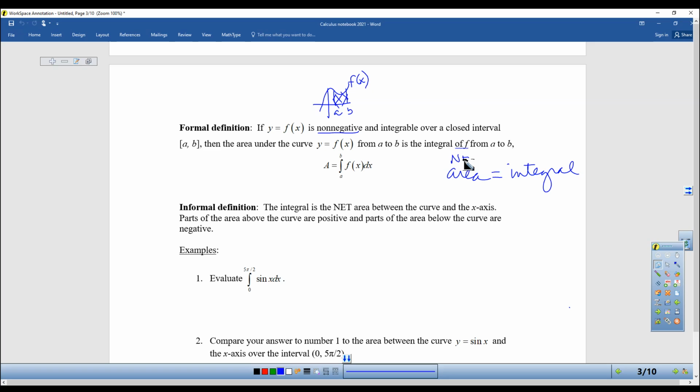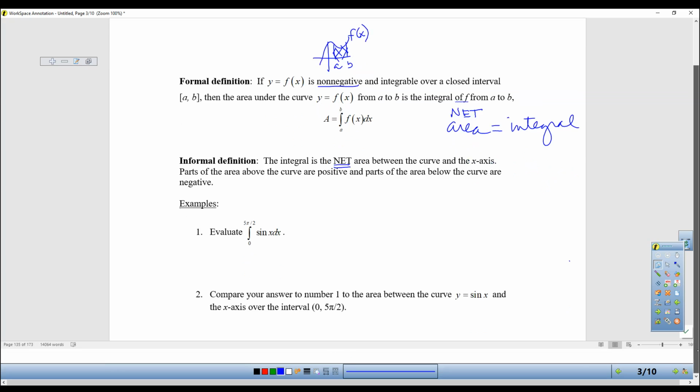It tells you the area underneath the curve. But in your little head, you might want to memorize that it actually means net area equals integral. So the integral is the net area between the curve and the x-axis. Parts of the area above the axis are positive, and parts of the area below the axis are negative. I'll give you an example just so you can see what I'm trying to say.